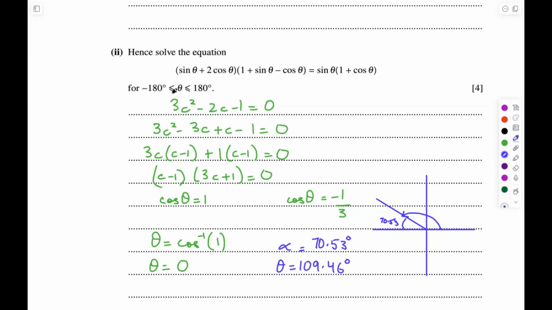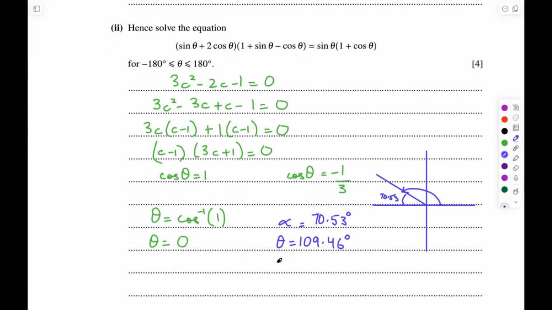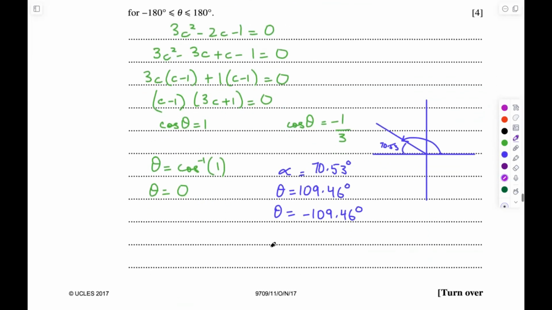And as the range is from minus 180 till 180, we'll have another value of theta with a negative value. So that will be minus 109.46. For angles, we have to give our answers to one decimal place. So the final answer for theta will be 0, 109.5 degrees and minus 109.5 degrees.